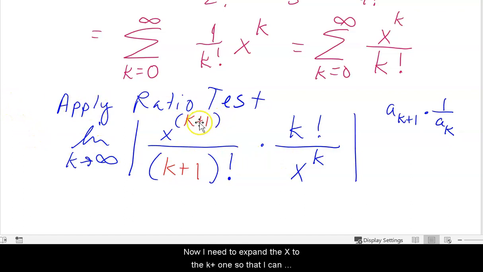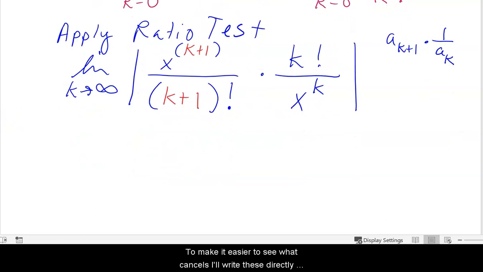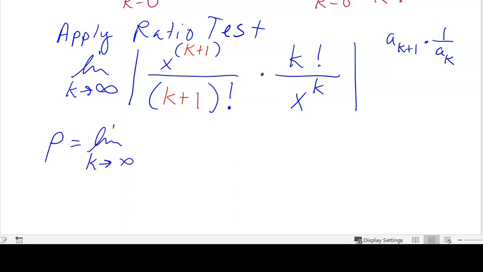Now I need to expand the x to the k plus 1 so that I can write part of it as x to the k, and expand the k plus 1 quantity factorial so I can write part of it as k factorial. To make it easier to see what cancels, I'll write these directly above one another. This is giving me the value of rho from the ratio test. For the ratio test to converge, I need rho to be 0 or less than 1.